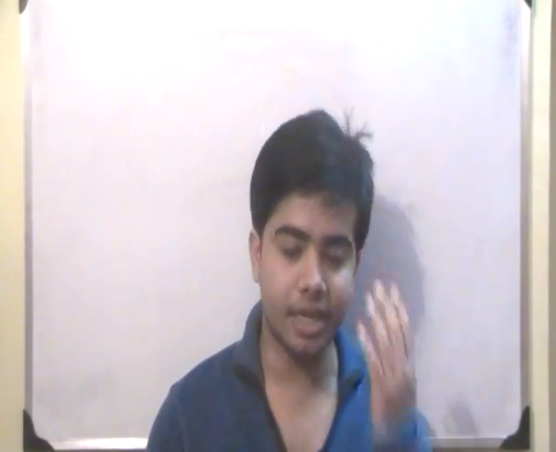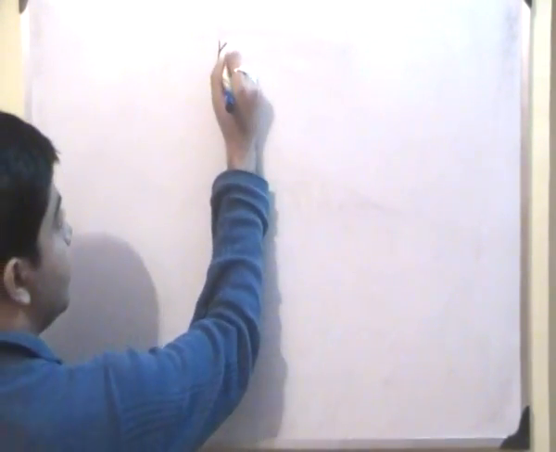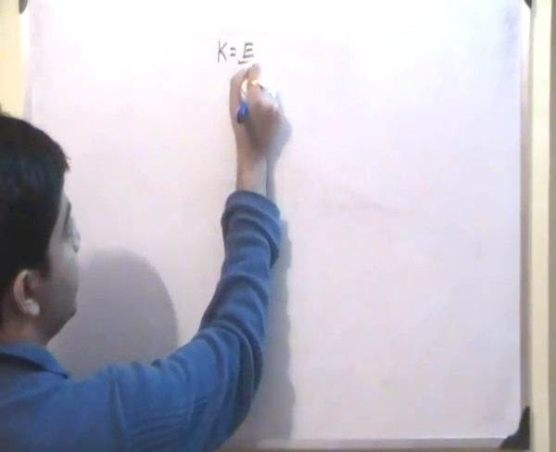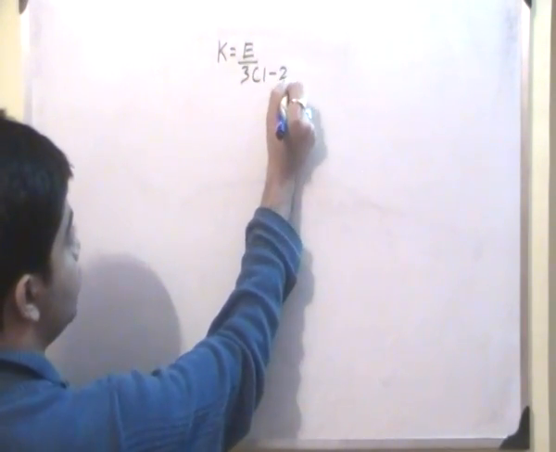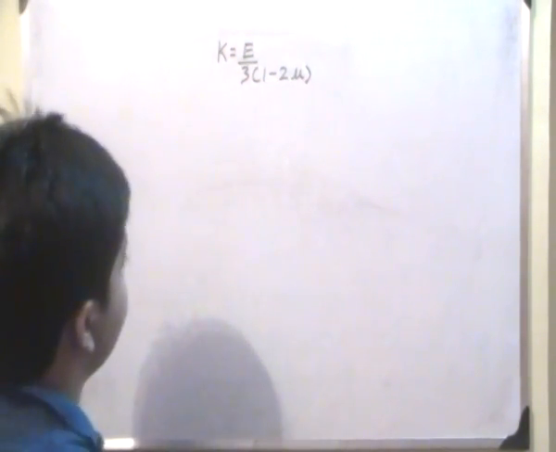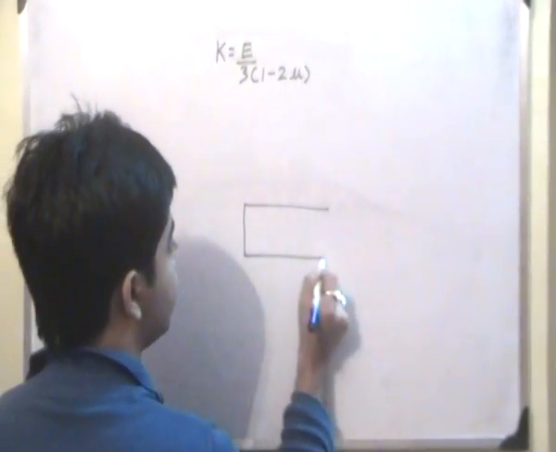Hey friends, in this lesson what we'll try to understand is how to derive the relation between bulk modulus and Young's modulus of elasticity. The other relation, between the shear modulus and Young's modulus, can be seen in any book. Now, the relation is like this: K is equal to E by 3(1 minus 2 mu). To get this relation, we need to understand a basic concept.